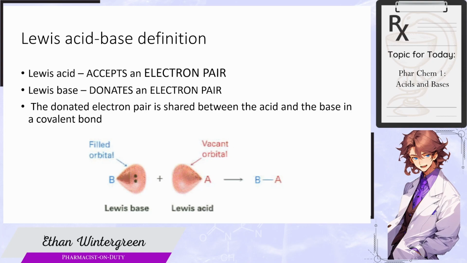When we say something is a Lewis acid, it's a substance that accepts an electron pair. So it accepts another electron so that a bond can form. For a Lewis base, it's the opposite. It donates an electron pair. So this is where the electrons are being obtained from. The donated electron pair is shared between the acid and the base and forms a covalent bond.